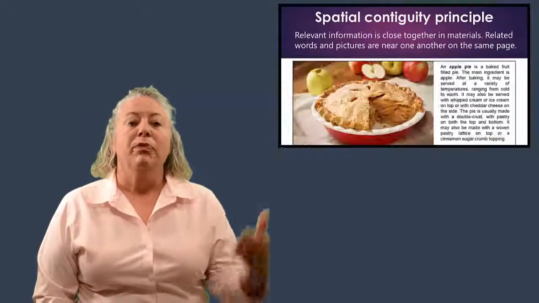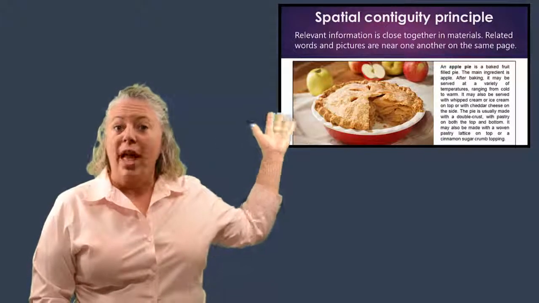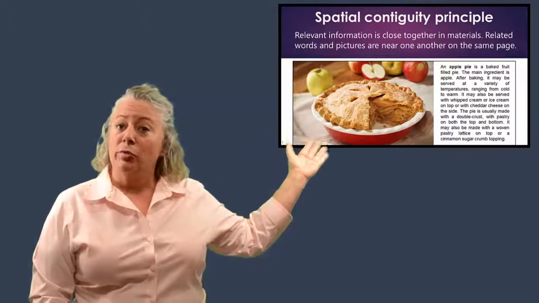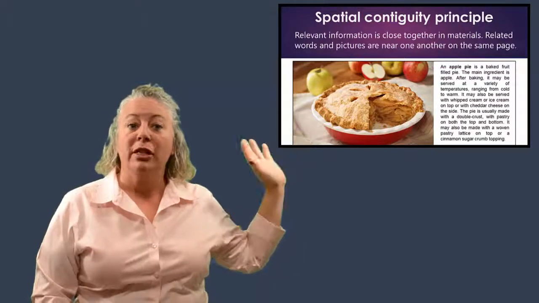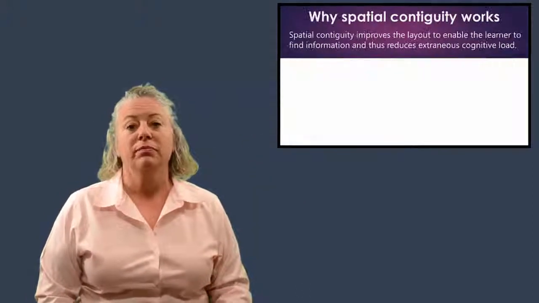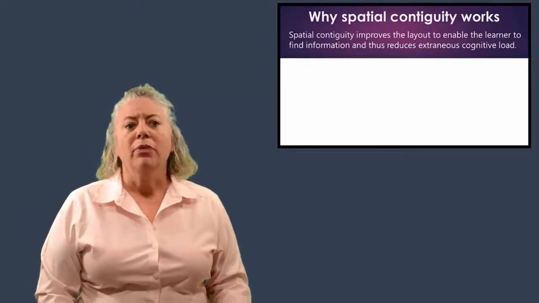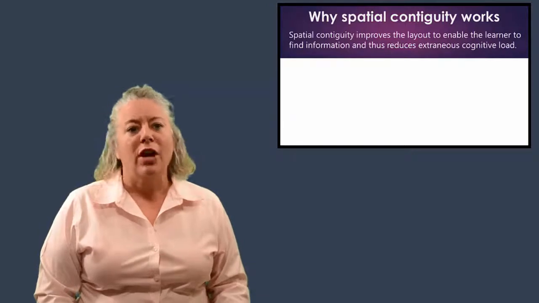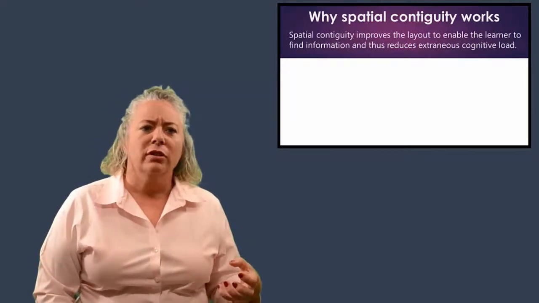For example, on this slide, you can see that the apple pie, the picture, and the apple pie, the paragraph and description are right next to one another. The learner doesn't have to look around for that picture on another page. Why does spatial contiguity work? Well, this principle helps learners find relevant information. They focus their attention and their direction.